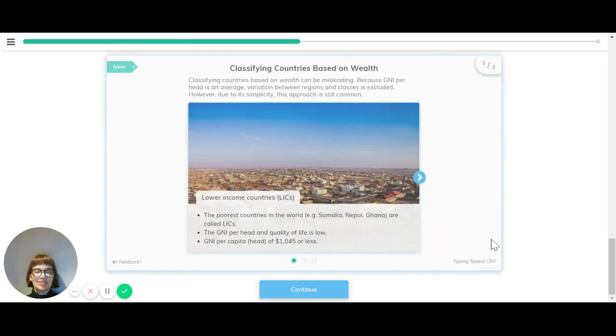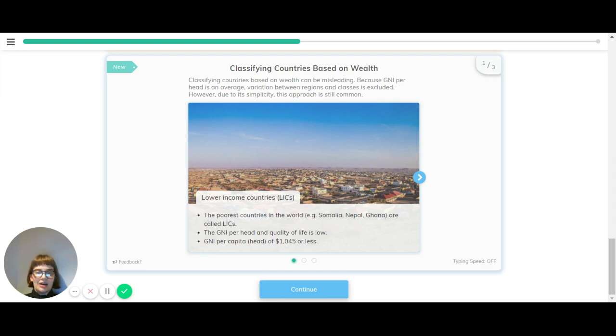Let's have a look at classifying countries based on wealth. Classifying countries based on wealth can be misleading, because GNI per head is an average, so variation between regions and classes is excluded. However, due to its simplicity, this approach is still common. Lower income countries: the poorest countries in the world, like Somalia, Nepal and Ghana, are called LICs. The GNI per head and quality of life is low, with a GNI per capita of $1,045 or less.